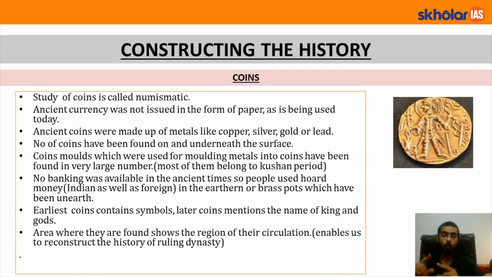Can you make out? One is that the region of their circulation tells us about the extent of their empire, the ruling dynasties, and also the prosperity of the kingdom. The largest number of coins produced shows the prosperity of trade and commerce. I hope this is clear.